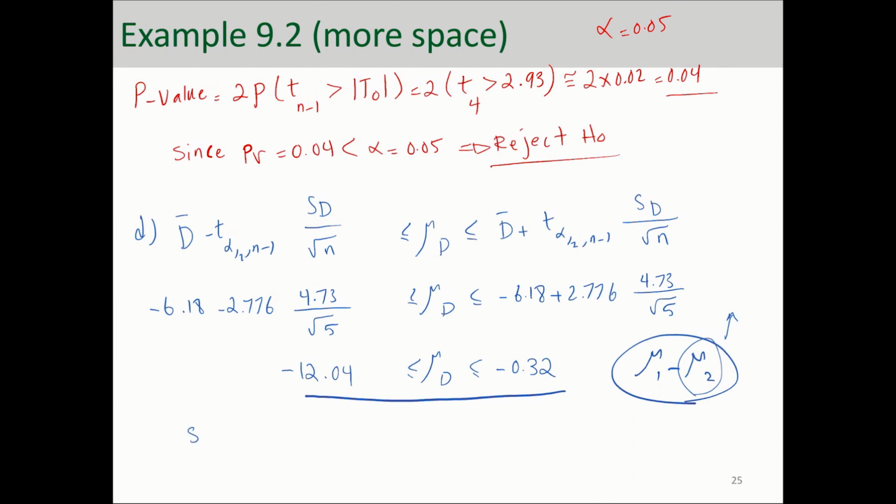So since 0, basically, which is our delta naught, is not in this confidence interval, we reject the null hypothesis, which is the same decision we ended up with using the other two methods.